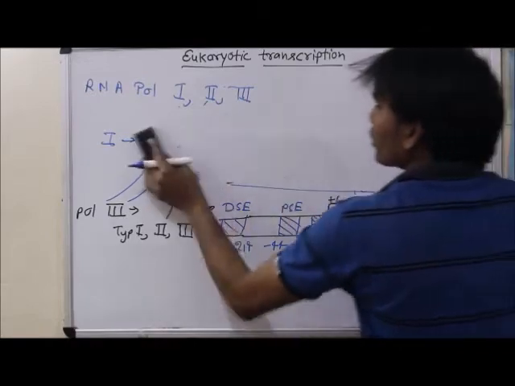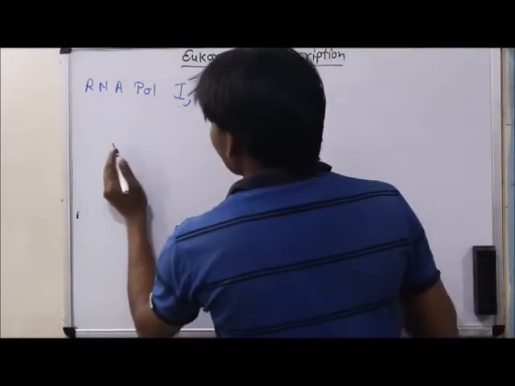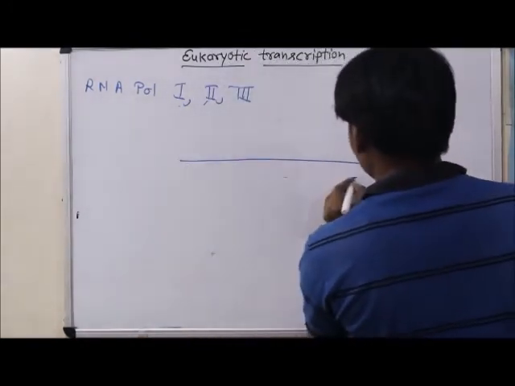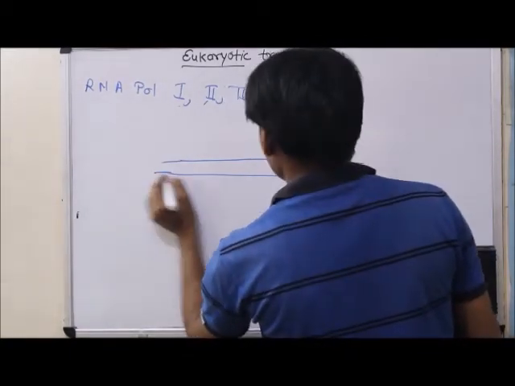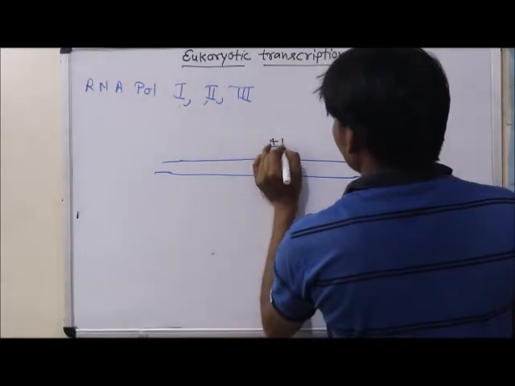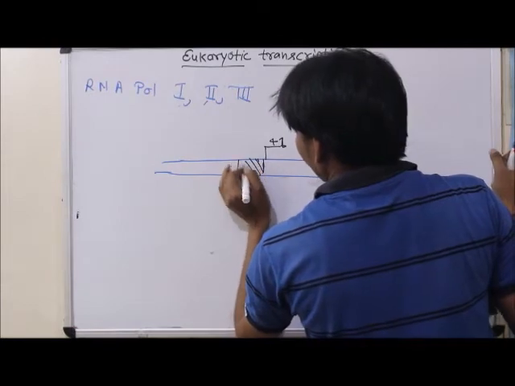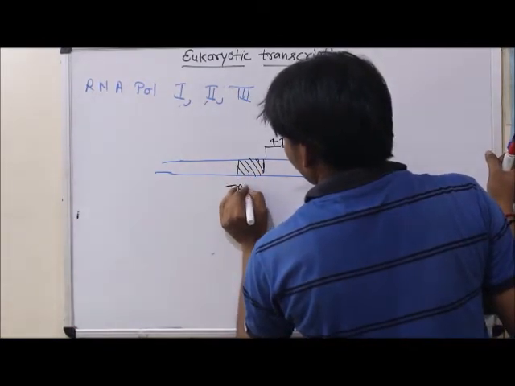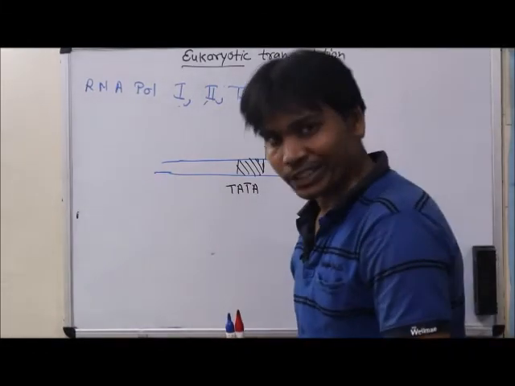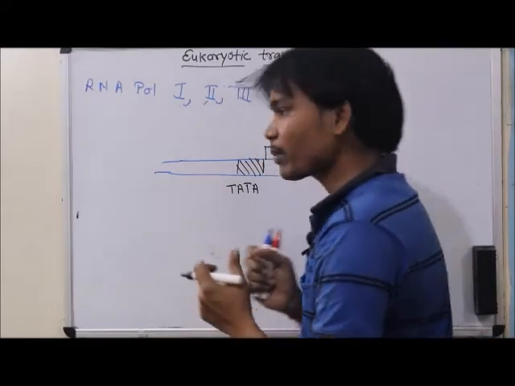Now the promoter for RNA polymerase II. This is +1 and here is the TATA box. The TATA box is conserved. What is the meaning of consensus sequences?